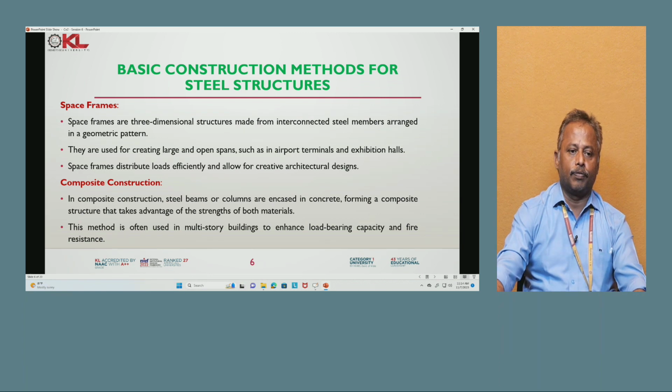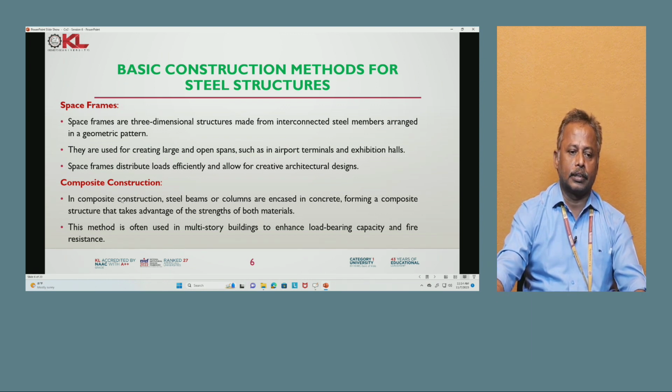Next, space frame. The space frame, or three-dimensional structure, is made from interconnected steel members arranged in a geometrical pattern. They are used for creating large and open spans like airport terminals and exhibition halls. Space frames distribute the load efficiently and allow for creative architectural designs.